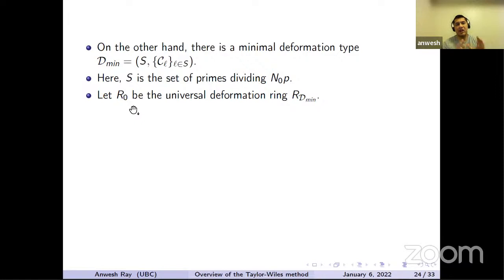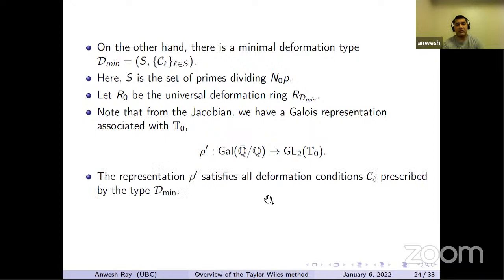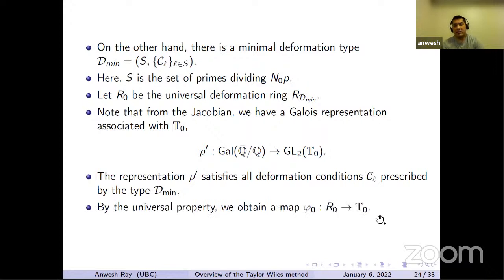The point here is that this R naught is the universal deformation ring associated to this deformation type. What that means is that any other deformation satisfying all these conditions, unramified away from S, comes from a specialization of R naught. For example, we get one such representation coming from T naught. Going back to the construction of the Jacobian, T naught has its own Galois representation. Let's call that rho prime. This Galois representation is shown to satisfy all of these local conditions. And as a result of universality, T naught also arises from a specialization of R naught.